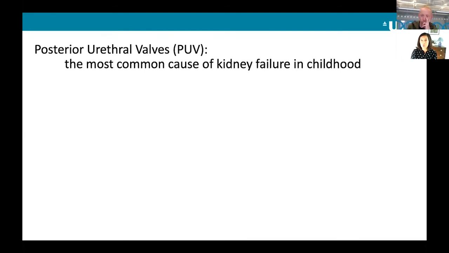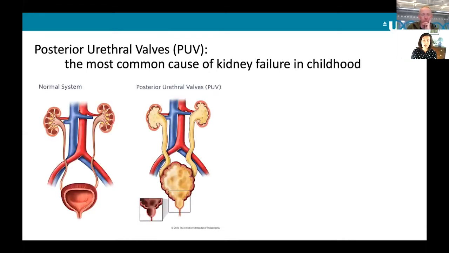So PUV, or posterior urethral valves, are the most common cause of kidney failure in children and young people. They only affect boys and occur in 1 in 4,000 male births.